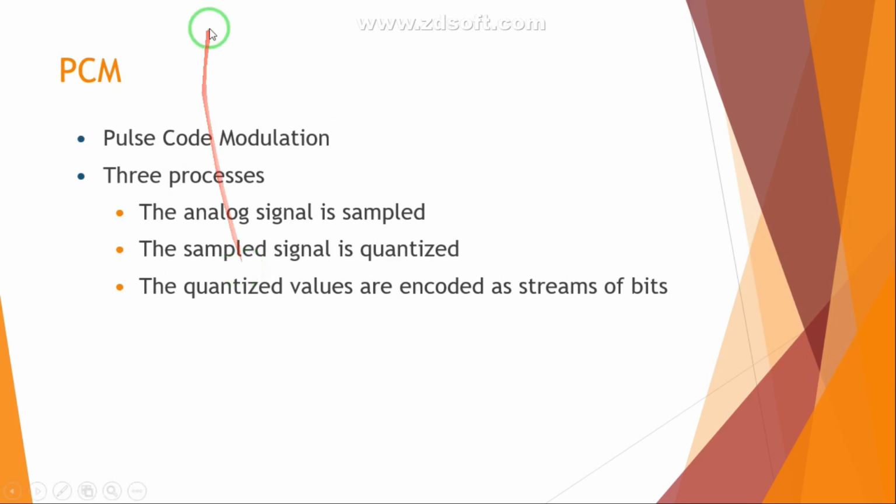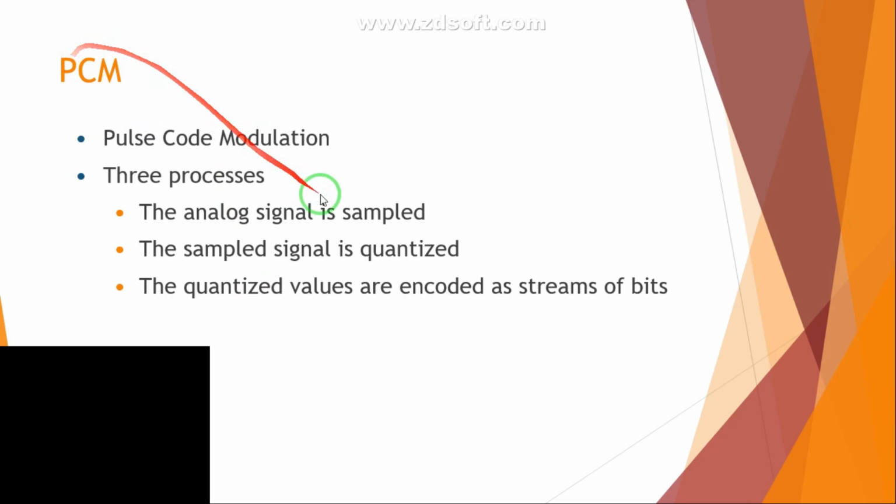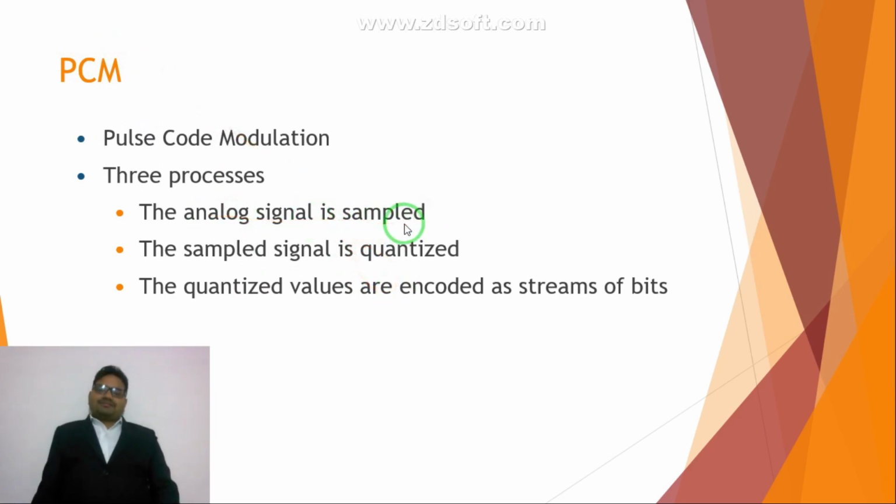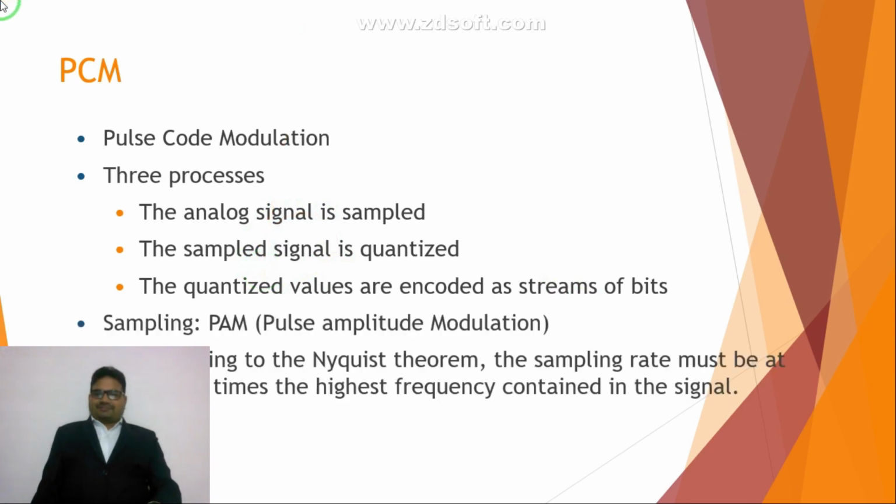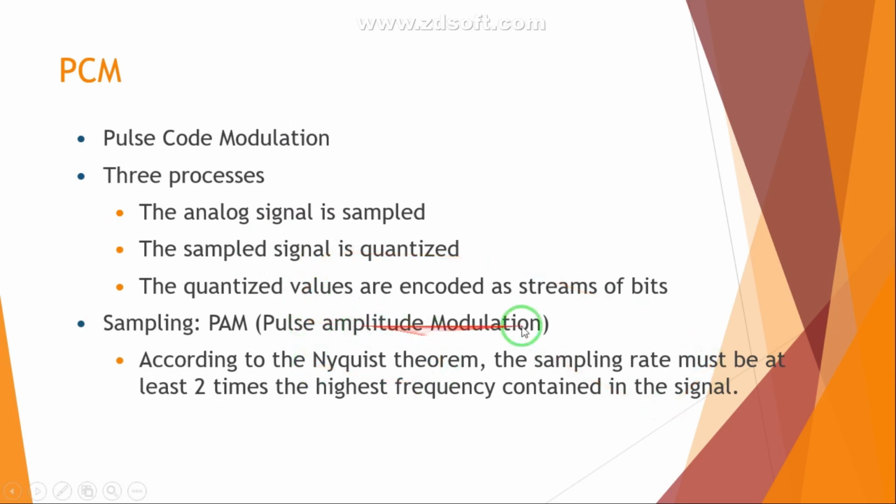Now PCM, guys, pulse code modulation, we basically use for converting analog to digital. So over here the analog signal is sampled, then that sampled signal is quantized. The output of the sampler is a PAM, that is a pulse amplitude modulation wave, which is quantized into some discrete levels. Then those quantized values are encoded as a stream of bits. Now we are going to see this in brief. The output of this sampling is your pulse amplitude modulation.